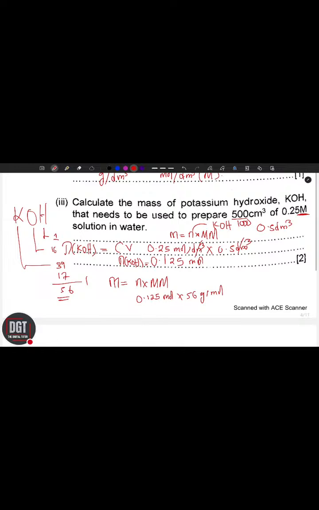Are you following up to this point? I guess people are following up to this point. Okay, so Ngwira is saying 7 grams. Is it true that the molar mass of potassium hydroxide is 56? So people are finding 7 grams.